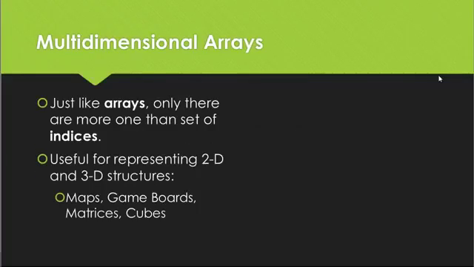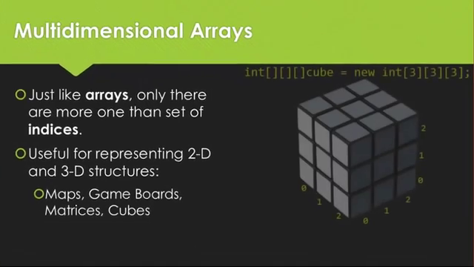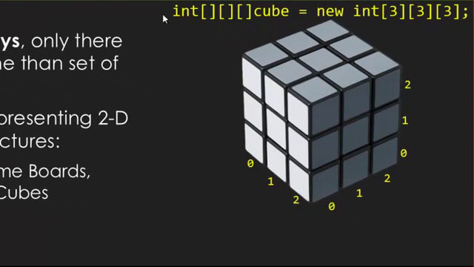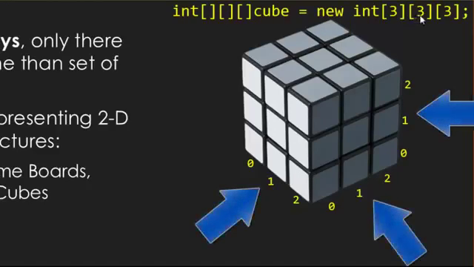The important thing to remember is that a multi-dimensional array is just like a regular array. The only difference is that there's more than one set of indices. These are useful for representing two-dimensional and three-dimensional structures like maps and game boards and matrices and cubes like this one. As a matter of fact, if you look at the code at the top, I've declared a variable called cube with 3 dimensions. That's why there's 3 sets of brackets here. And at any given index of my dimension, I'm holding an integer. And so I'm declaring this cube to have 3 integers in each dimension. And then I've represented my cube here graphically.